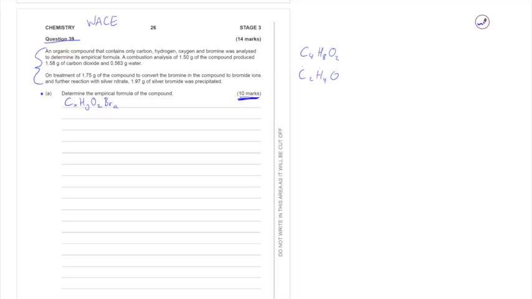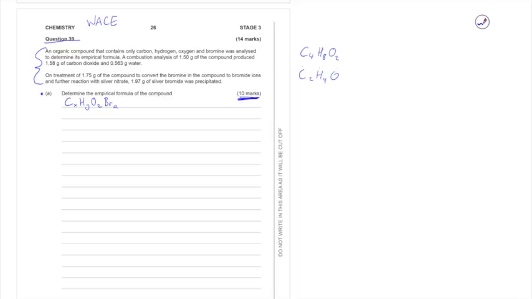So let's keep reading some of the extra information. A combustion analysis of 1.5 grams of the compound produced 1.58 grams of carbon dioxide and 0.563 grams of water. And on treatment of 1.75 grams of the compound to convert the bromine in the compound to bromide ions, and further reaction with silver nitrate, 1.97 grams of silver bromide was precipitated. Now guys, this might not be a long, lengthy bit of text, but there is a lot of content going on here, and a lot of stuff we need to understand.